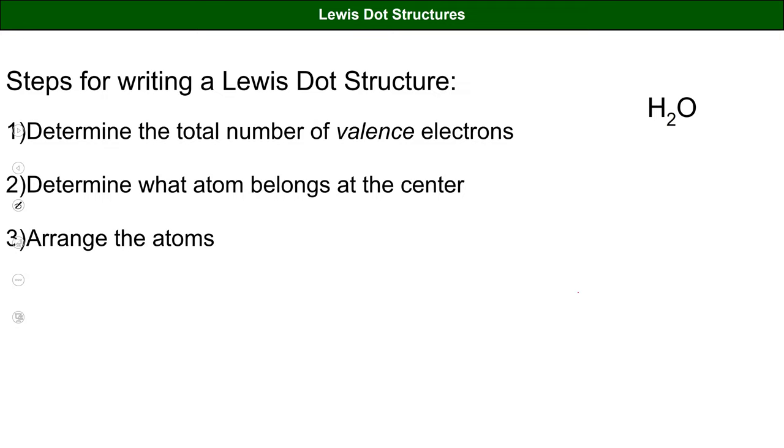So then we can arrange the atoms. Whatever you decided goes in the middle, you write it in the middle and you put everything else around it for starters. And we see what that looks like. So in this case, I know there's an oxygen and a hydrogen and a hydrogen. They have to both be attached to the oxygen or it wouldn't all be one molecule, right?